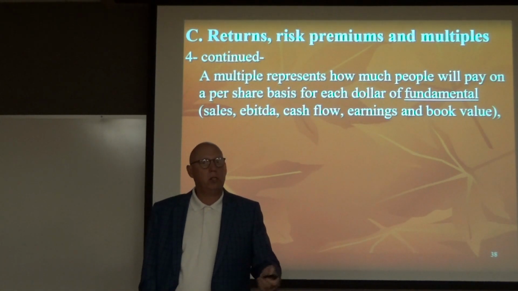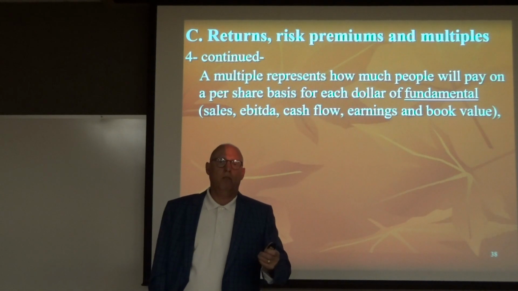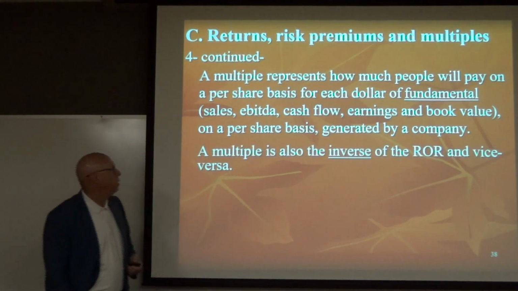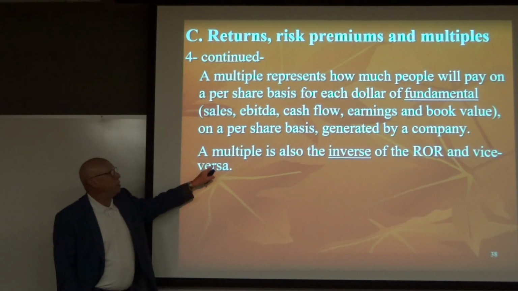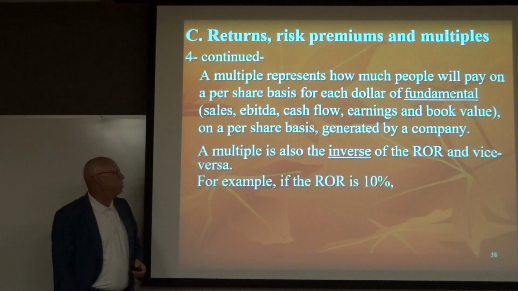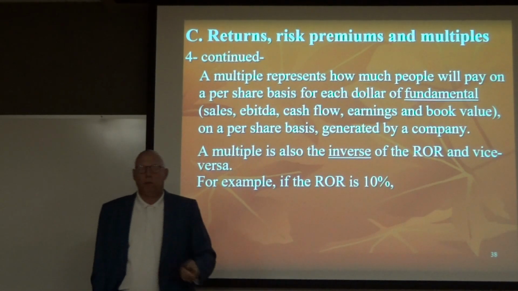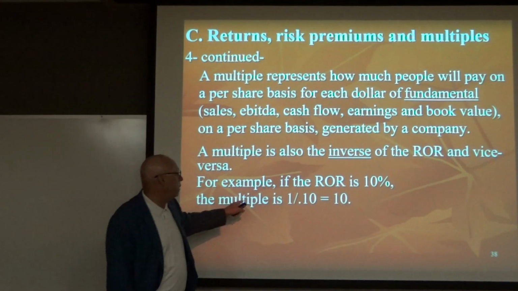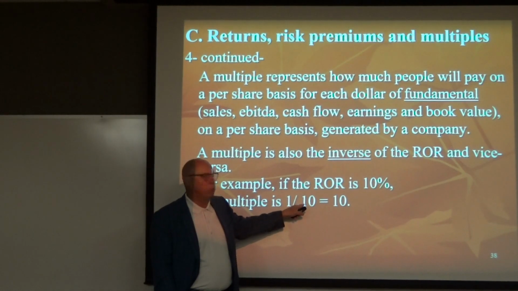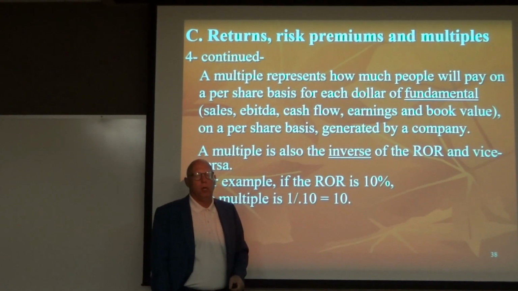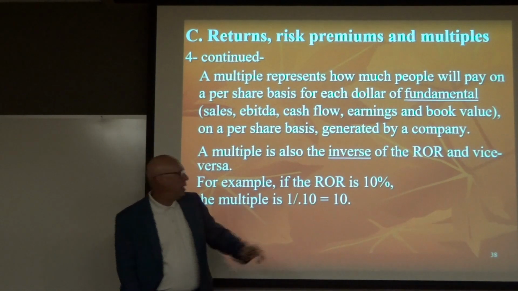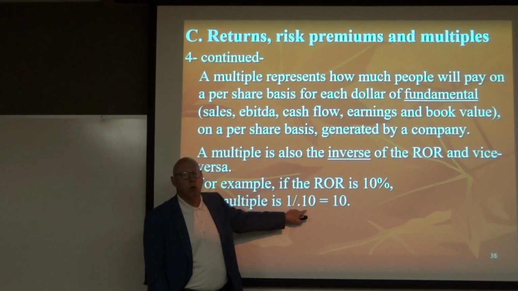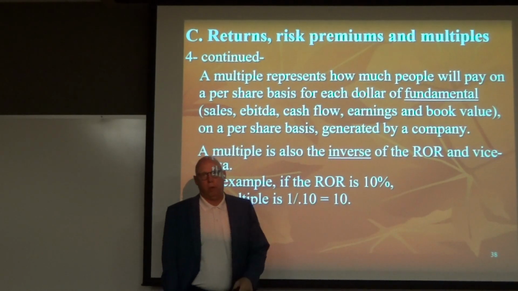So the multiple basically is the reciprocal of the discount rate or required rate of return. We'll look at that. So the multiple is the inverse of the required rate of return and vice versa. For example, if the required rate of return is 10%, then the multiple is 1 divided by 10%, or 10. So notice that as the discount rate goes down, the multiple goes up.